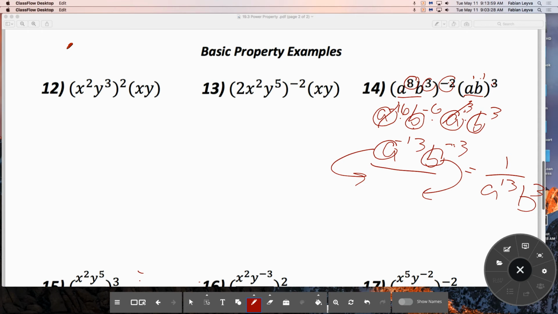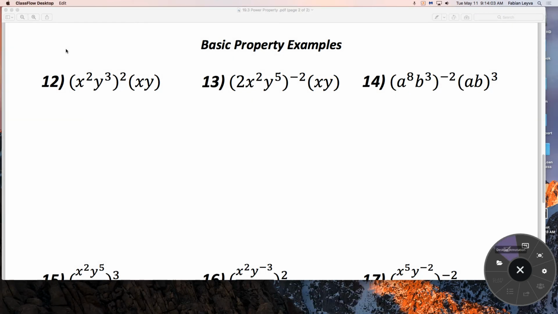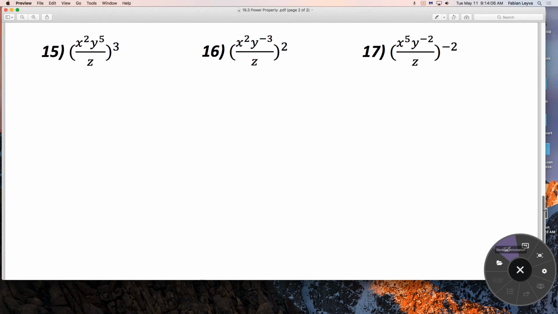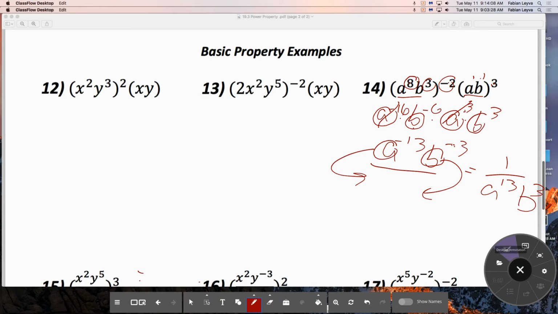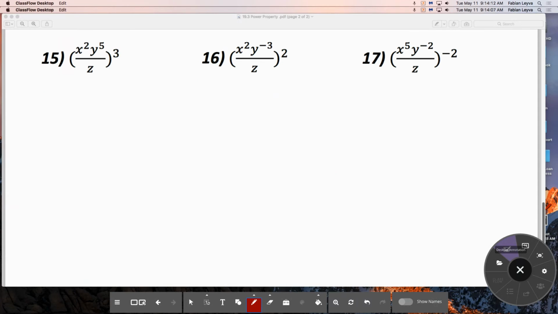Is that all right? Okay. Now, just for time's sake, I want to give you guys a little bit more time to work on your stuff. I want to show you one like number 17, where you have a division. And the biggest thing that I want you to understand is that you're doing the same thing as before.